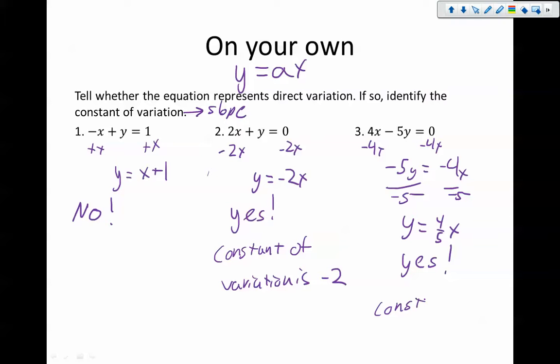Then what is my constant of variation? It is 4/5, because the constant of variation is the slope, and this is the slope. It's the number multiplying the x. It's the slope. It's the constant of variation, right? Got a couple of names there.